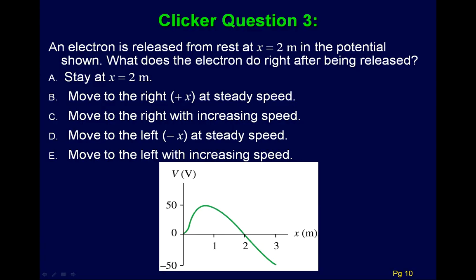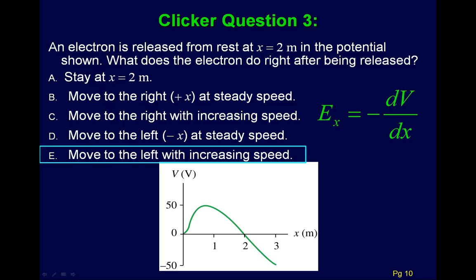An electron is released from rest at x equals 2 meters in the potential shown in this picture, again V versus x. What does the electron do right after being released? There's a bunch of options there. Think about this one, pause for a second, and we'll talk about it. All right, so I got moved to the left with increasing speed. So let's talk about this.